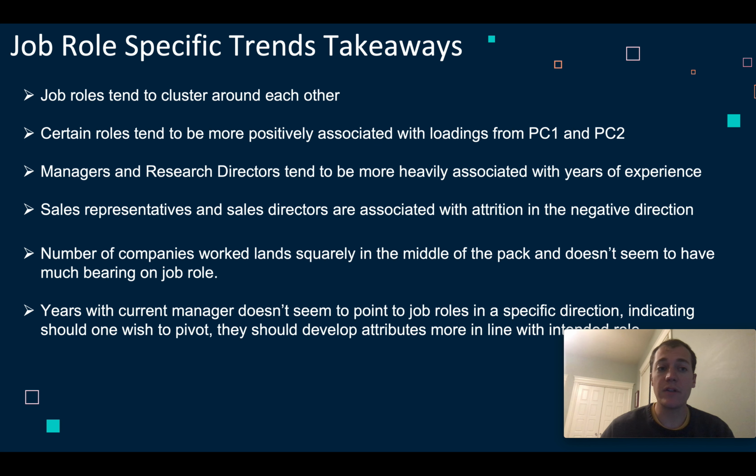So we found out that job roles tend to cluster around each other. Certain roles tend to be more positively associated with loadings from the first two principal components. Managers and research directors are more heavily associated with years of experience, and sales representatives are associated with attrition in the negative direction. So my advice would be that if you want to change your job role, you should develop attributes more in line with the intended role based on this plot.